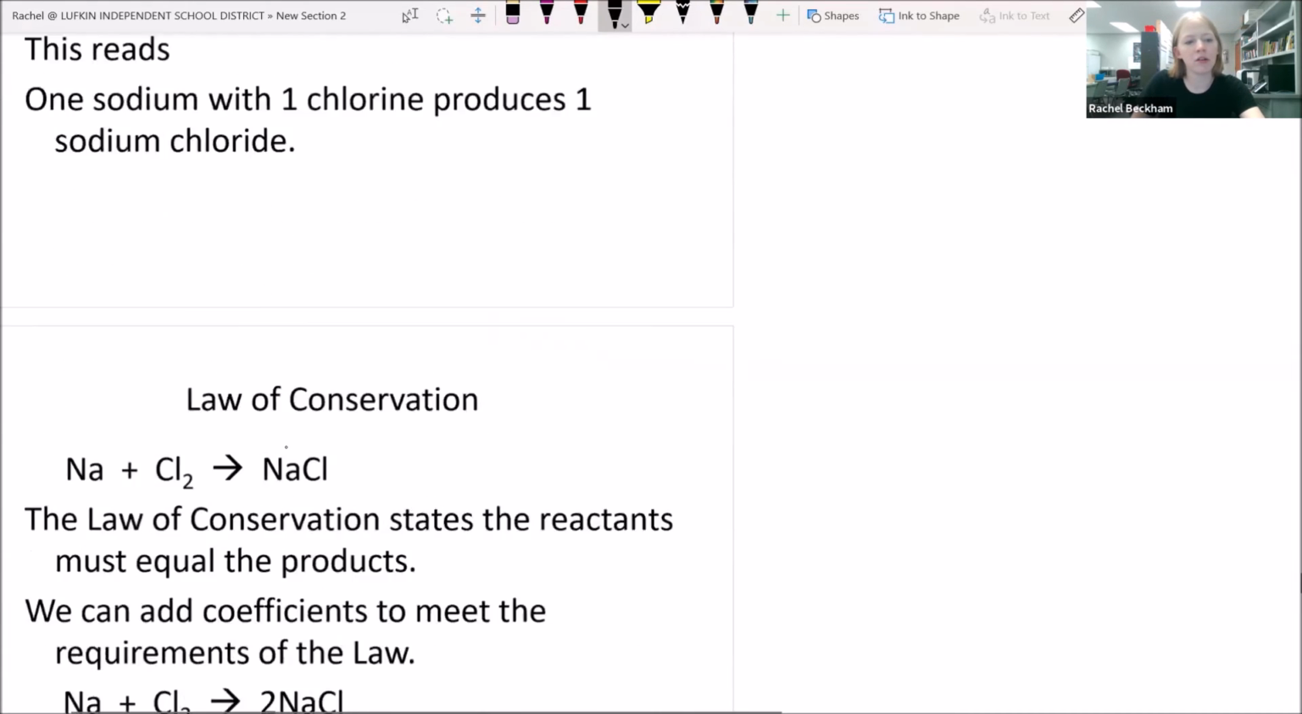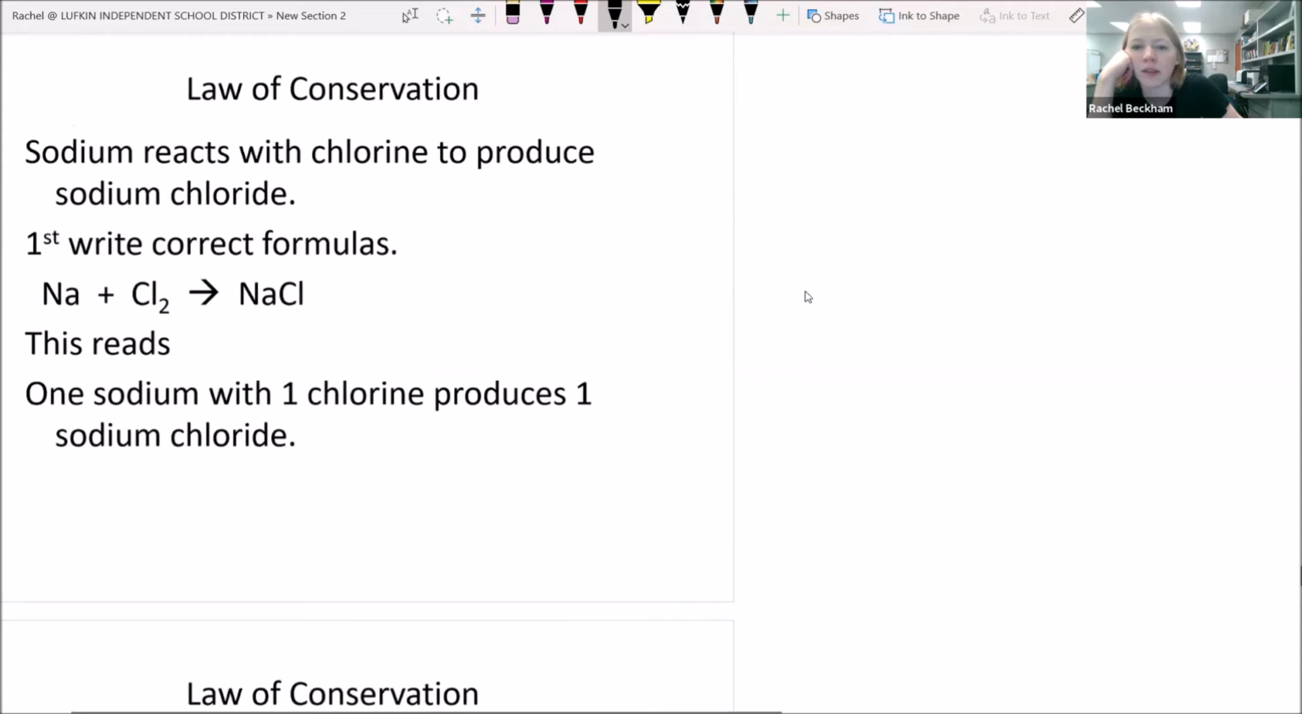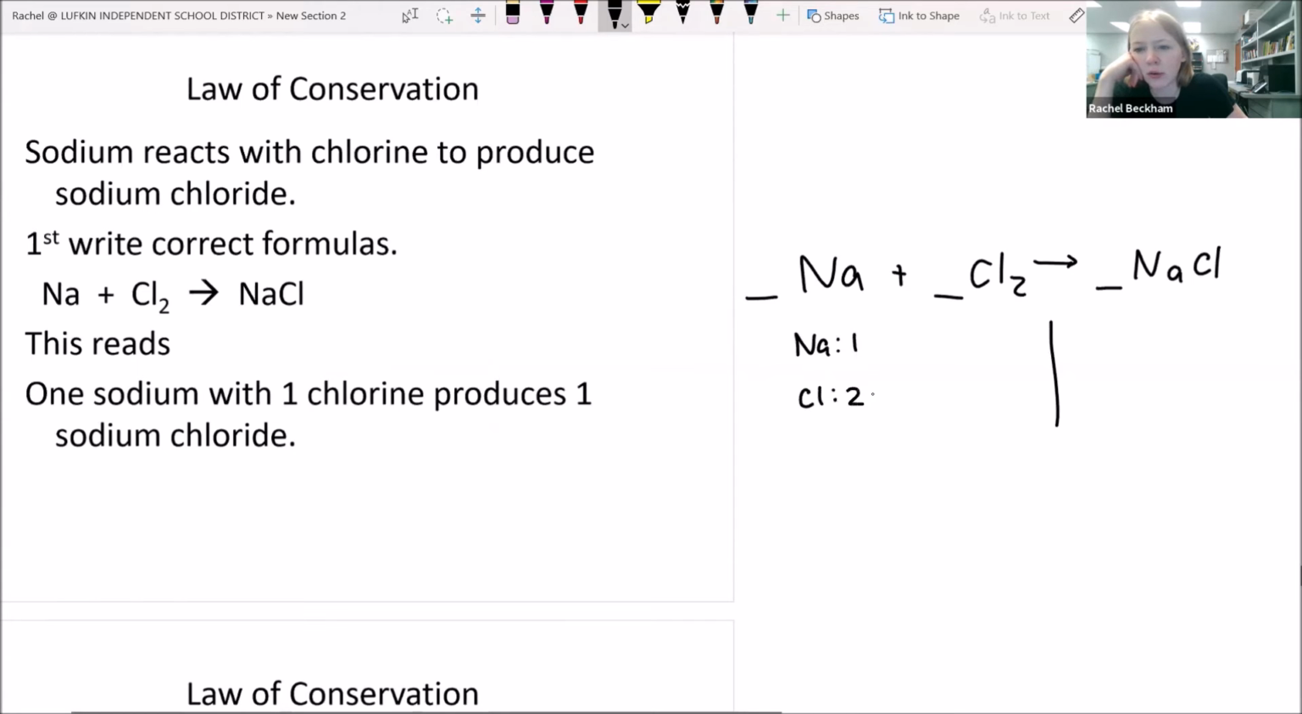So one more example here of Na plus Cl2 makes NaCl, right? We need to balance this. So we're going to tally up both sides. On this side, we've got 1 sodium, and then we've got 2 chlorines because of this 2. And on this side, we've just got 1 of each. And so what we're allowed to do is adjust the coefficient in front. And so because this has 2 chlorines, we have to adjust this.